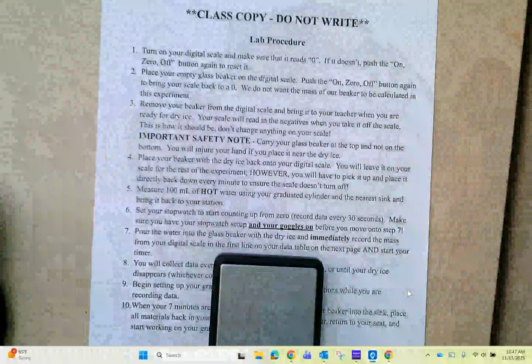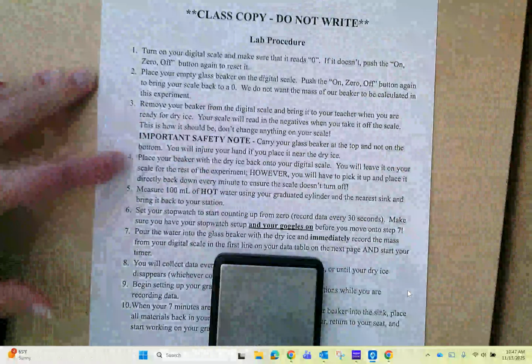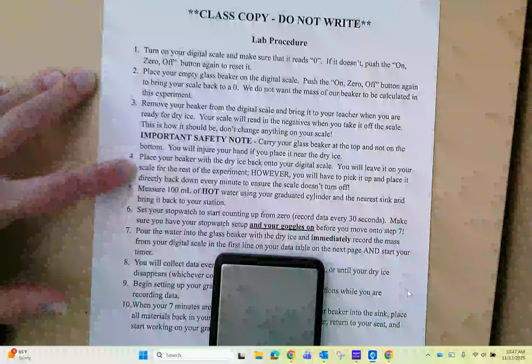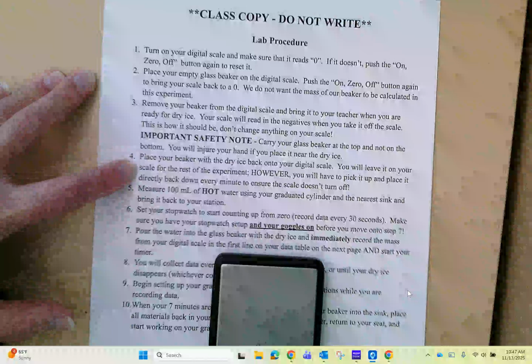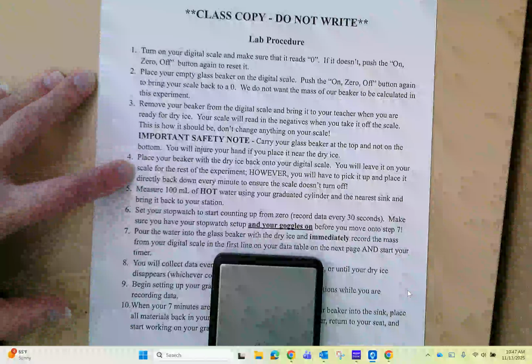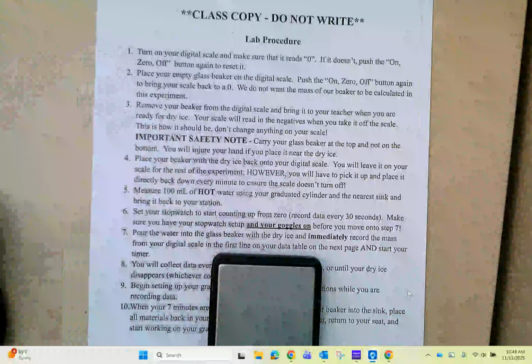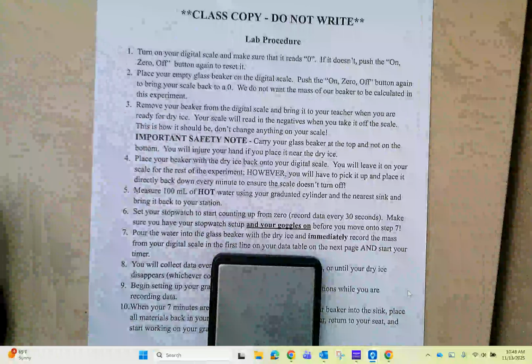All right, so next thing here, we're going to place that beaker with our dry ice back on that digital scale, and it will stay on our scale now for the rest of this experiment. The only thing is with these digital scales we have, the battery operated ones, they do turn off after a couple of minutes. So you are going to have to pick up and place your beaker down every minute just to make sure your scale doesn't turn off, okay?